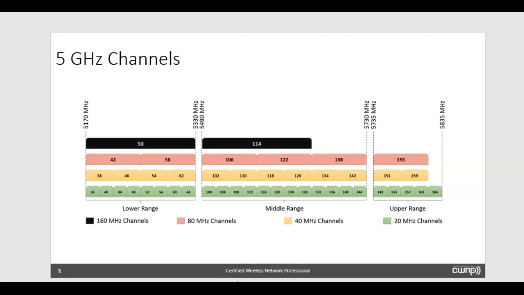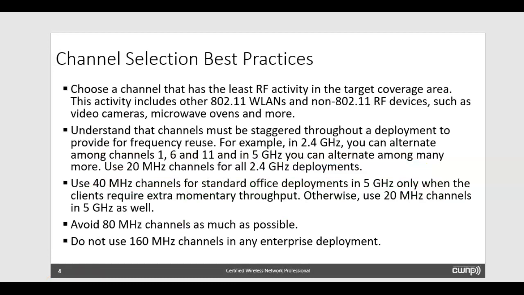So in 2.4, you've got to worry about the overlap: you only have 3 channels to play with. In 5 gigahertz, you've probably got 25 channels that are separated far enough apart that there is no chance of interference. Now, just to give you a rough idea, one of the best practices when you're thinking about channel planning is to choose a channel that has the least activity in the targeted area.